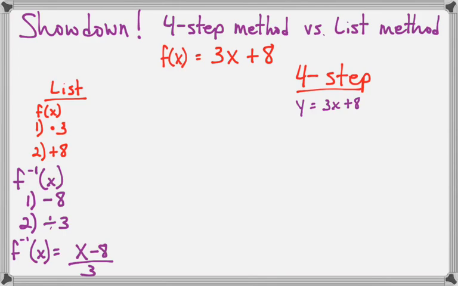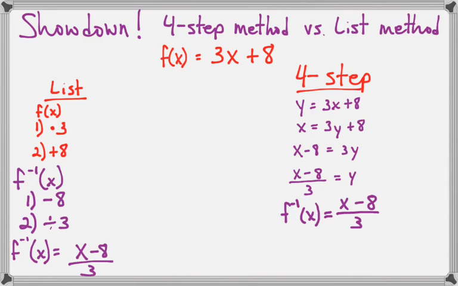Alright, let's see the four-step method. Here's our function, y equals 3x plus 8. We took away the function notation. We trade places with x and y. Now we're going to solve for y. We'll do minus 8 on both sides, and then we'll divide both sides by 3. And now we'll take away the y and replace it with the f inverse notation, the inverse function notation. And you can see that the two functions are the same.